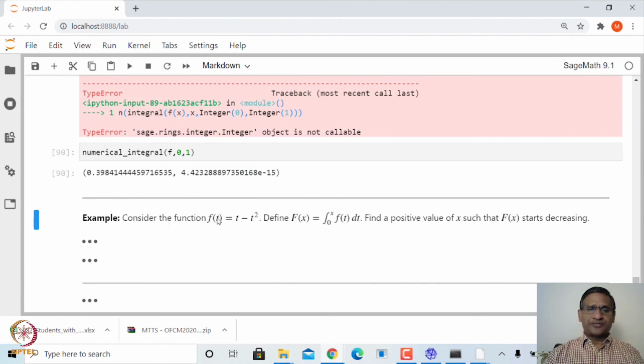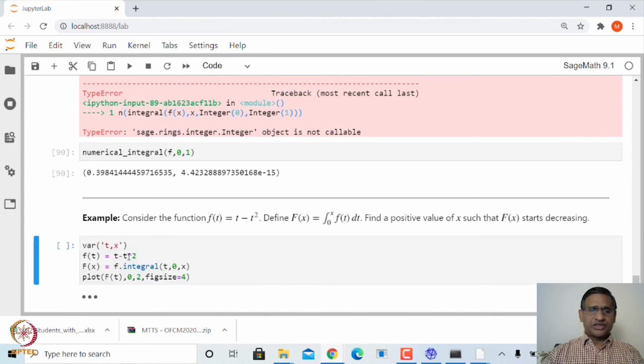Suppose you have the function f(t) = t - t^2, and define the antiderivative capital F(x) as the integral from 0 to x of f(t) dt, and find the positive value of x such that capital F(x) starts decreasing. That is the problem. It is quite simple. First, let us plot the graph of the function f and the graph of the indefinite integral capital F(x), and then see what happens.